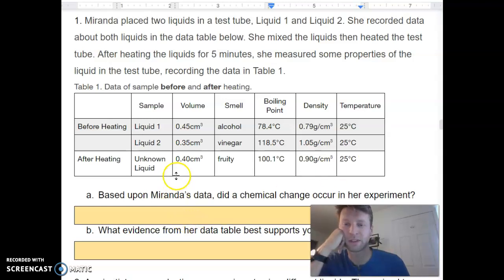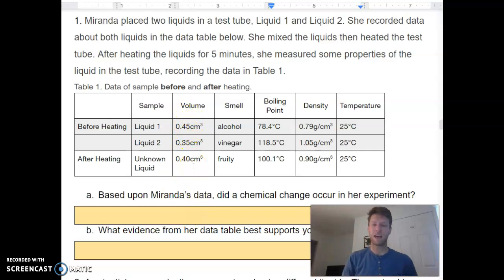Let's go one at a time. Let's first look at volume. Volume is the amount you have of a liquid. So that really doesn't tell us anything. If I have a small amount or a big amount, that doesn't tell me if it's one compound or a different compound. The second one, though, is a clue. The liquid that she mixed and heated smells fruity, which is different than both of the liquids that she put in. So that could be a clue that we had a chemical change.